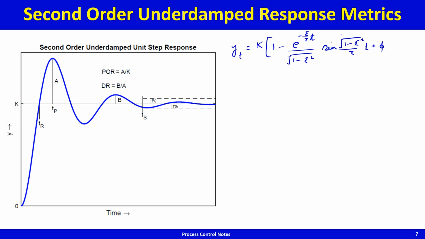Now for the oscillations to dampen to such an extent that the response oscillates between f% of the final value, which is k, what that then means is that the entire multiplier of the sine must decay sufficiently. What should be the settling time, such that this number is f% of k. So f by 100 times k.